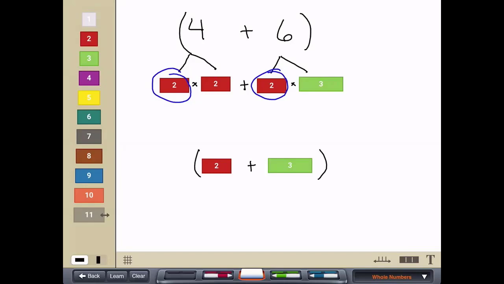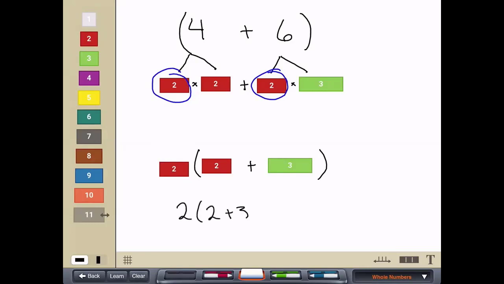Well, what do we do with this common 2? The common 2 we write outside in front of our expression here, and we're going to multiply that 2 by the entirety of our expression. So if we rewrite this, what we have is 2 times 2 plus 3.